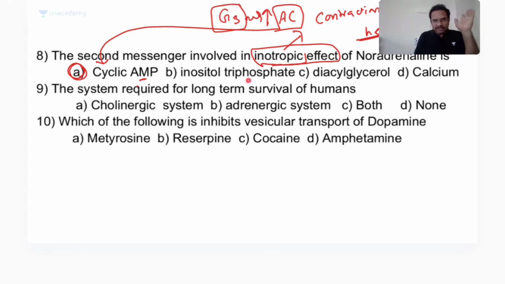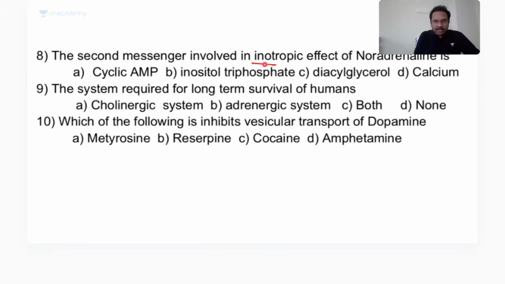See, don't get confused. Second messenger, cyclic AMP, inositol triphosphate, diacylglycerol, calcium, all of them are second messengers. But the question specifically asks about inotropic effect. Inotropic effect is shown on heart, which is through beta 1 receptor. Both beta 1 and beta 2 act on GS type of G protein coupled receptors. GS type of G protein coupled receptor activates adenylate cyclase. So that increases the levels of cyclic AMP. So the answer here is option A.